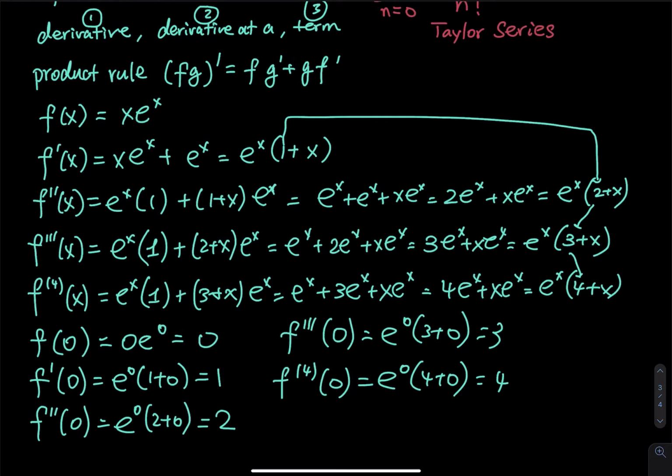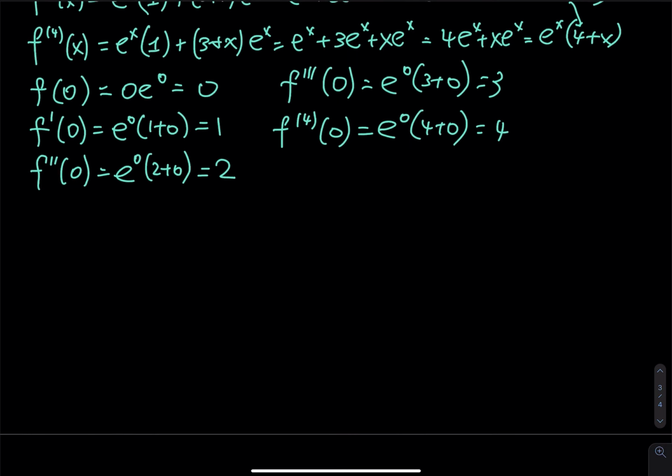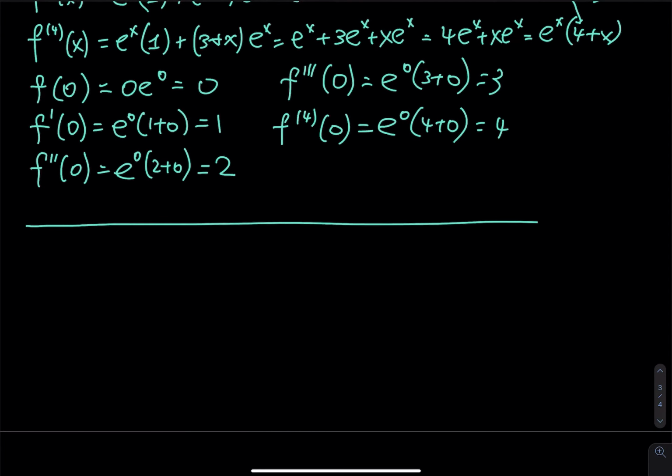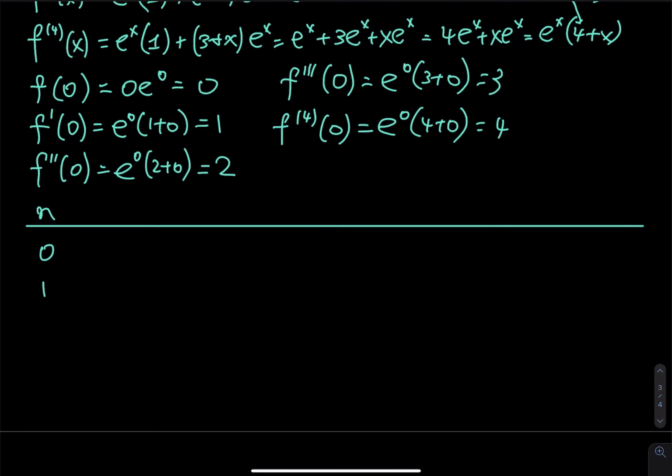So now we got the derivatives, and then we also got the plug-in. So now I can create a table to summarize all the results. So this is the table that I would like to create. So first we draw a line and then n. So we have to list out n equals 0, 1, 2, 3, and 4. And then the next column, I would like to list out the f of n, the derivative.